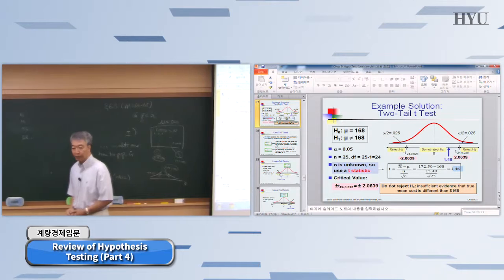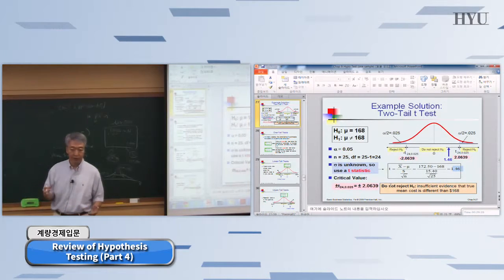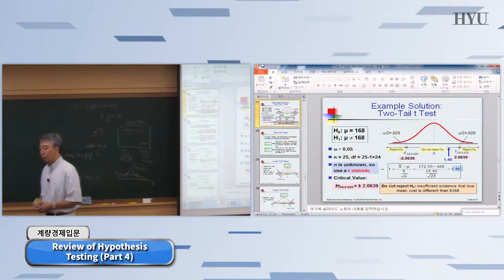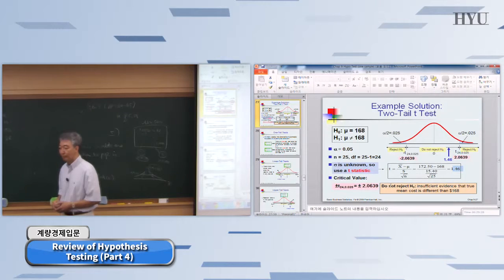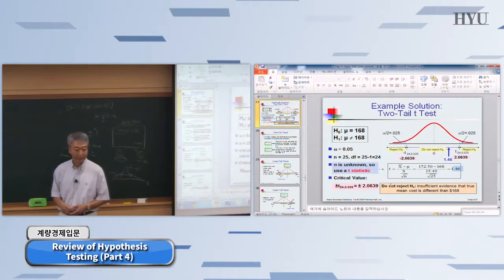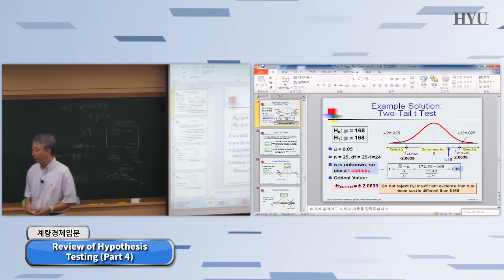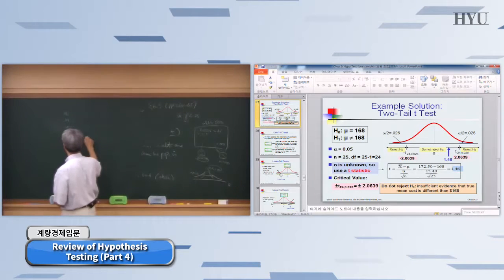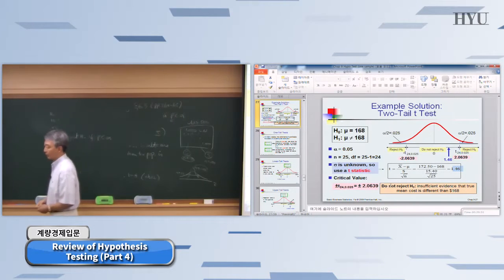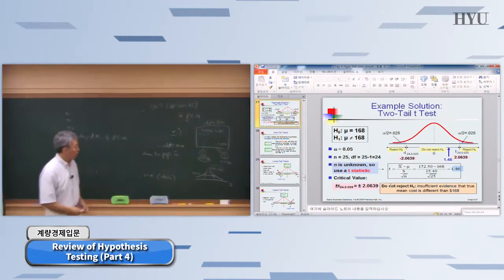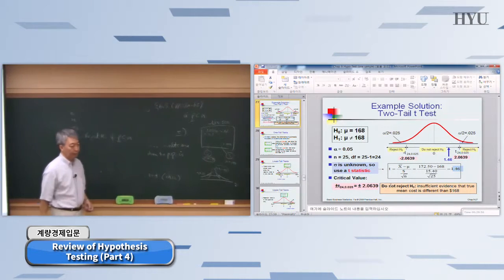Instead of saying reject the null hypothesis if the test statistic exceeds the critical value in absolute size, what is the decision rule? Reject the null hypothesis if P is less than alpha, right? Reject the null hypothesis if P is less than alpha. That's it. Okay? Well, in order to do that, we need to find out the p-value.